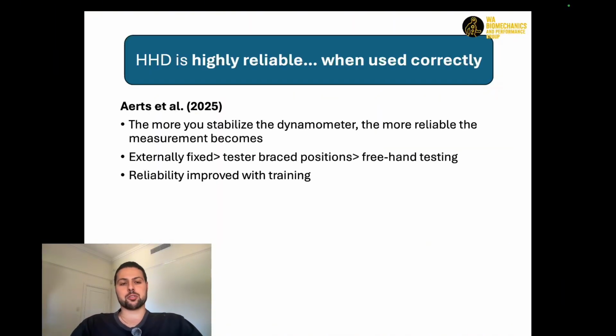If we look at this study from Ertz et al., done in 2025, they looked at some standardized protocols for the knee, hip, and shoulder. What they found was the more you stabilize the dynamometer, the more reliable the measurement becomes. Obviously, an externally fixed dyno is much more reliable than a tester-braced position, which is definitely more reliable than a freehand test. Reliability definitely improved with training as well, so the clinician's experience.